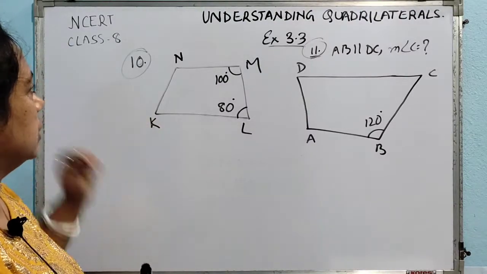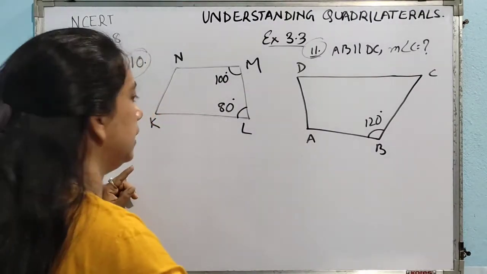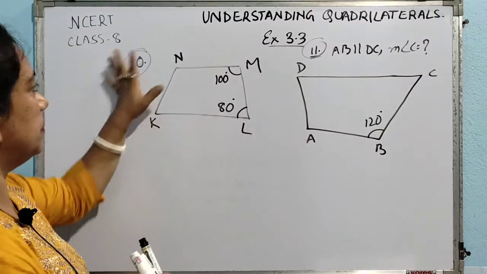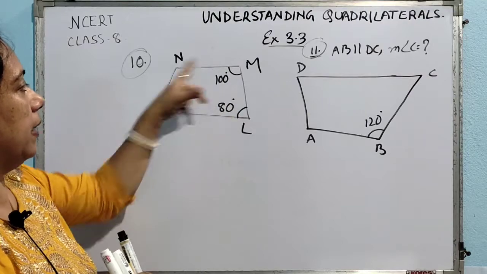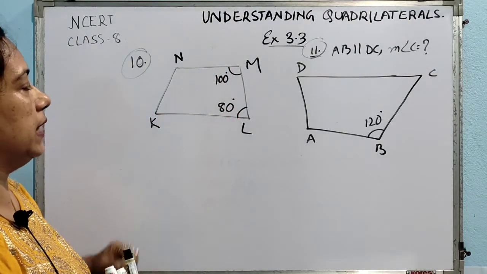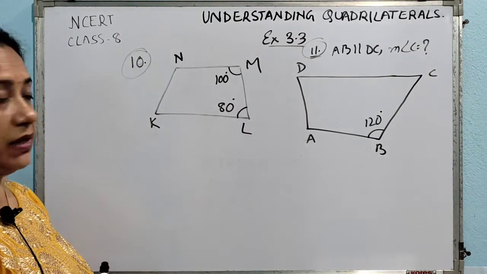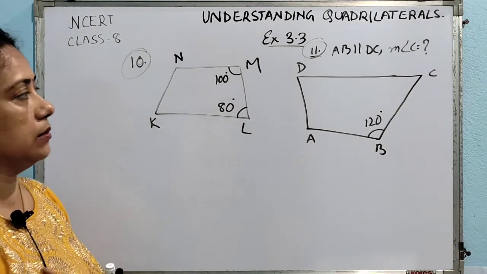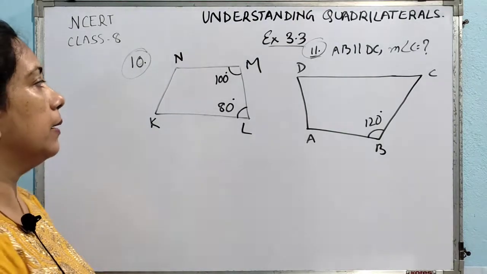Here is question number 10. They have given the question as explain how this figure is a trapezium. They have given a quadrilateral KLMN. The measure of two angles are given. You have to explain why it is, how it is a trapezium. So what we know about trapezium? In a trapezium, one pair of opposite sides has to be parallel.